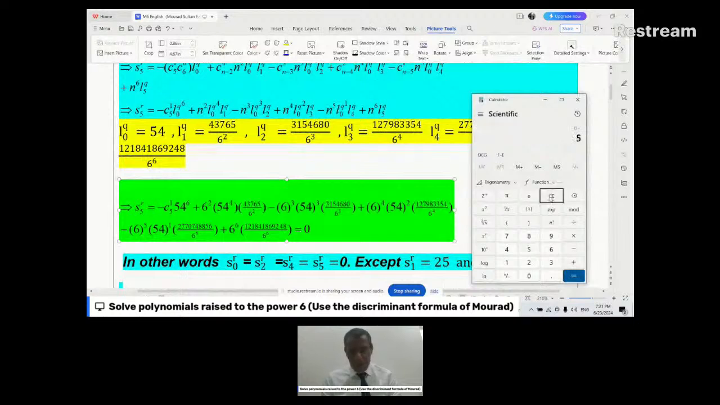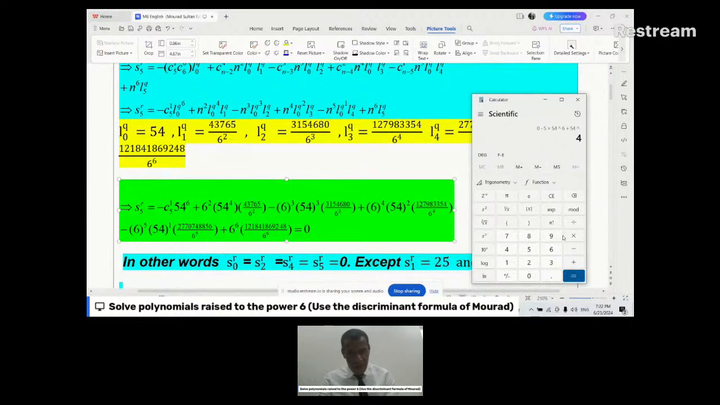It will be negative 5 times 54 raised to the power 6, not 7, 6. Plus 54 raised to the power 4. Okay, negative 5 multiplied by 54 raised to the power 6 plus 54 raised to the power 4 times what?